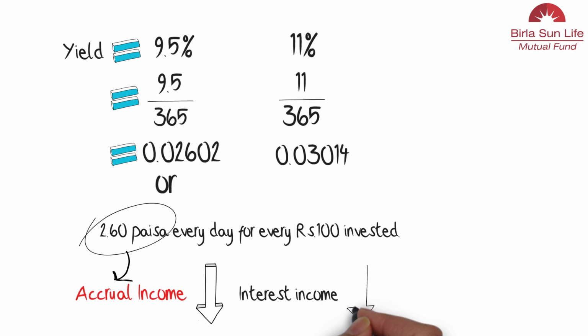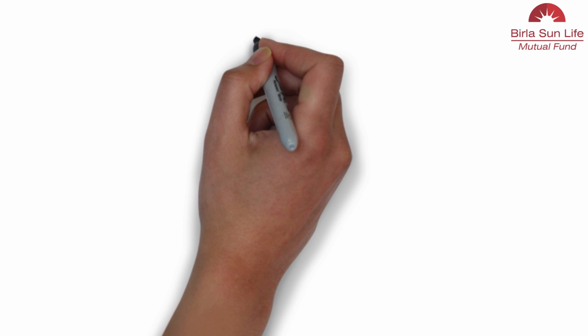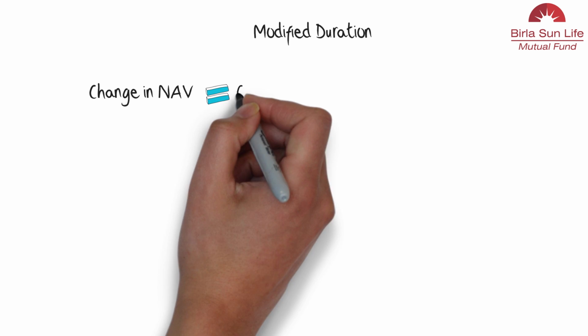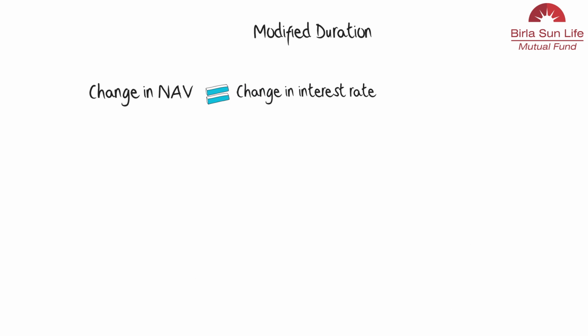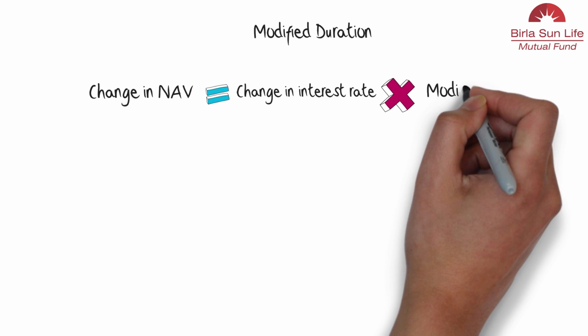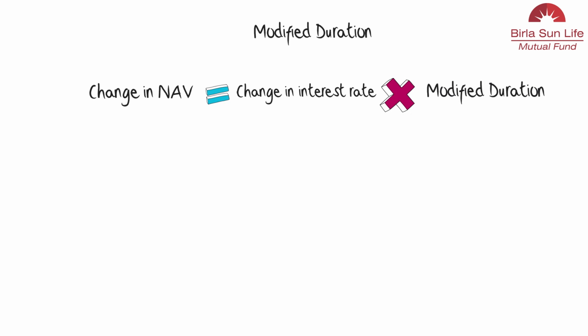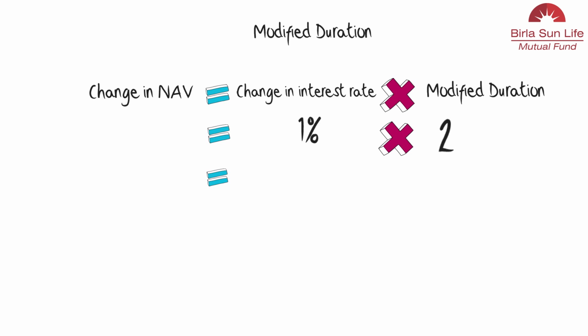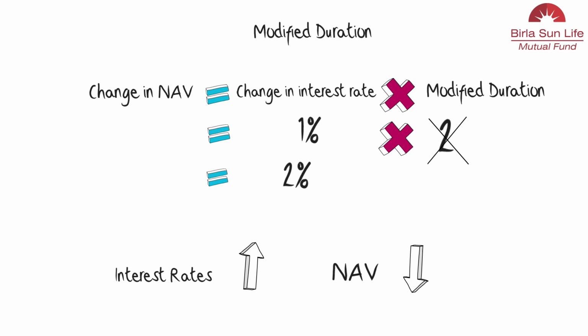Let us now see how changes in interest rate impact NAV using modified duration. Now, a change in NAV is equal to a change in interest into the modified duration. Assume that the fund's modified duration is 2. This means if interest rate changes by 1%, the NAV will change by 2%, in the opposite direction. NAV falls when rates go up. If the modified duration is high, say 3, the risk to the NAV is also high.